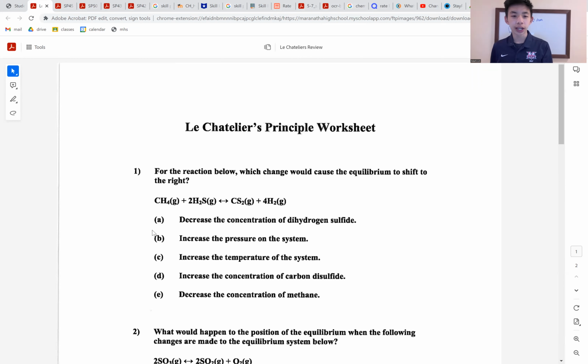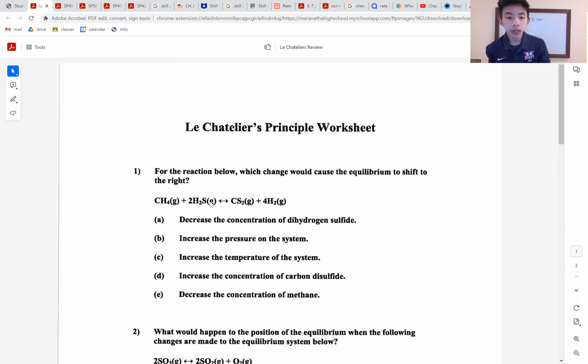So let's say for A, increase the concentration of dihydrogen sulfide. Dihydrogen sulfide's right here, right? So if you increase it, it will shift to the right. If you decrease it, then it will compensate by shifting to the left, because we go to the side with less moles.